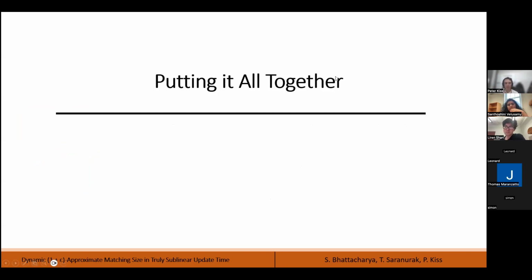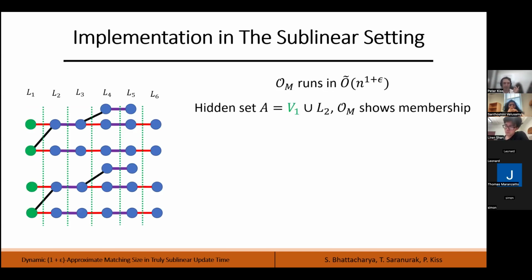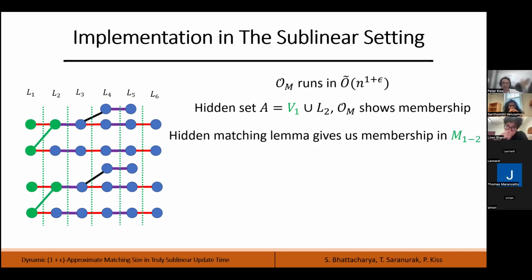Right. So let's rehash how this hidden matching oracle is used in order to implement McGregor's in the sublinear setting. We need to do this augmenting phase. We can query whether a vertex is matched by the purple matching efficiently. We can query the randomization because that's done one time statically, that's fine. So our hidden set is first just going to be the free vertices in L1 and the matched vertices in L2, so the endpoints of the purple edges in L2. We apply the hidden matching oracle and get a constant approximate matching oracle to the green matching.